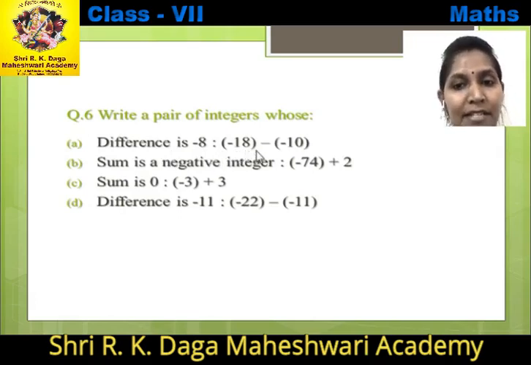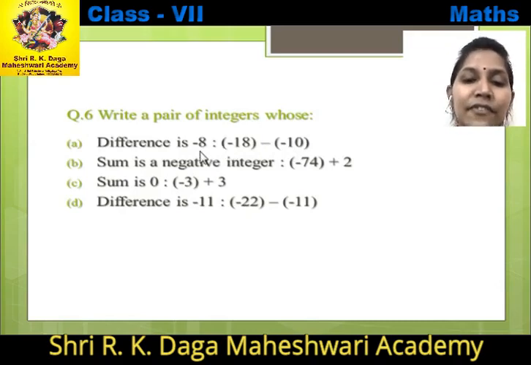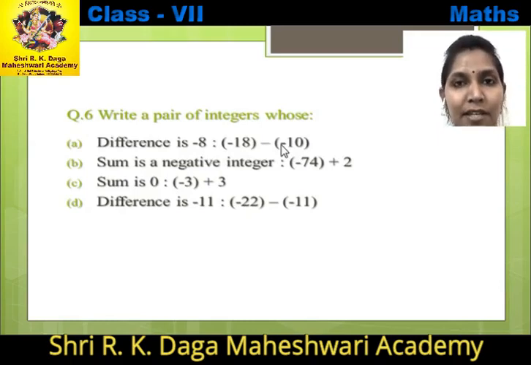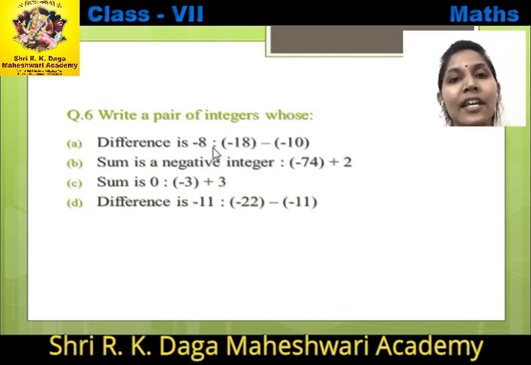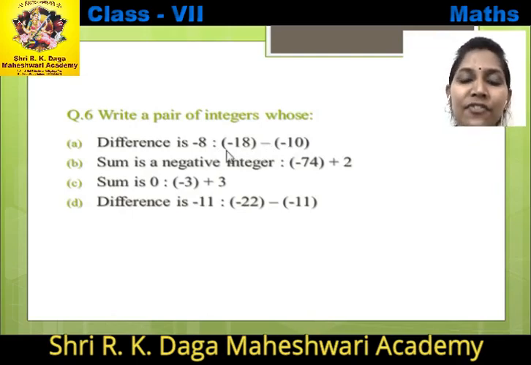It can be minus 18 and 10. So this gives the difference as minus 8. See, minus 18 plus 10 is minus 8. You can take any other example like minus 16 and 8, then minus 16 plus 8 is equal to minus 8. In the same way, you can take any integers whose difference is minus 8.